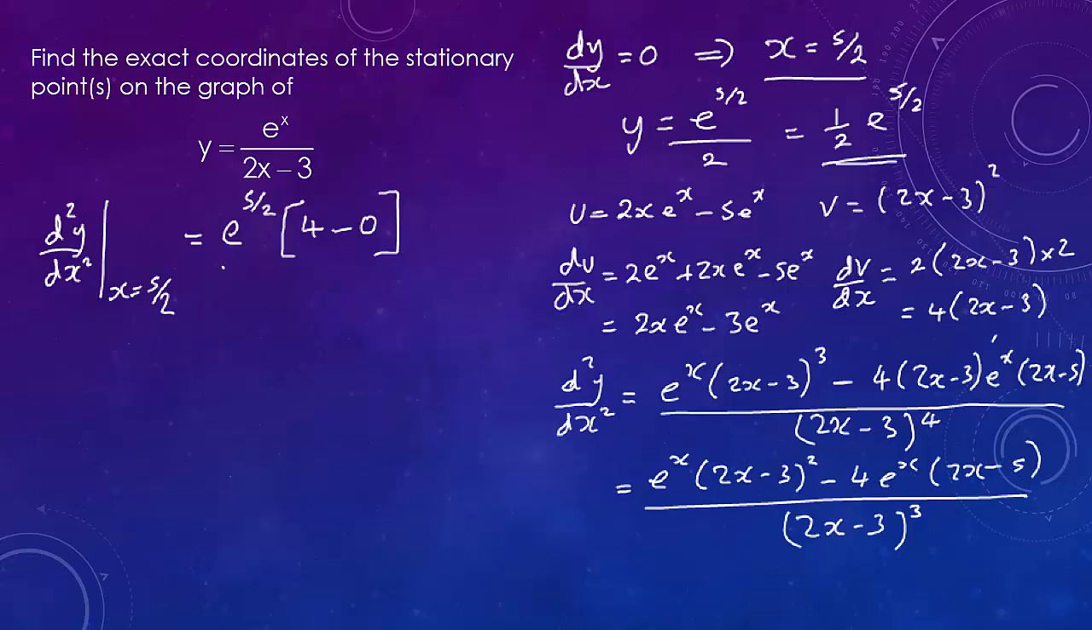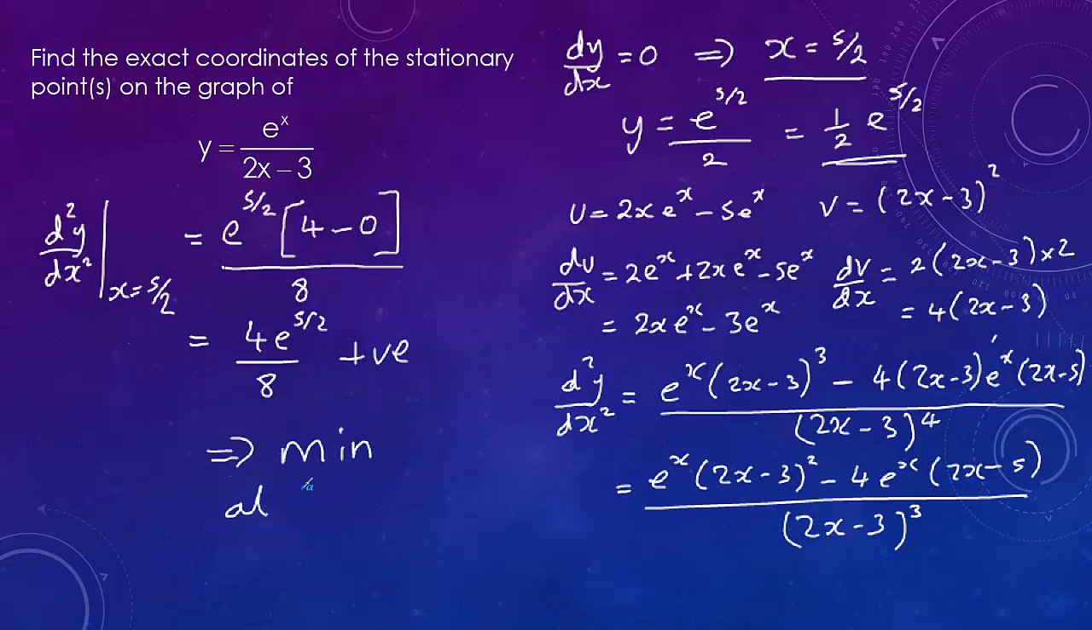And then we're dividing that by 2 cubed, which is 8. So it's going to be 4e to the 5 over 2 over 8, and we could cancel this down, but the important thing is we can see it's positive, it's greater than 0. And that implies that the curve has a minimum at 5 over 2, a half e to the 5 over 2.